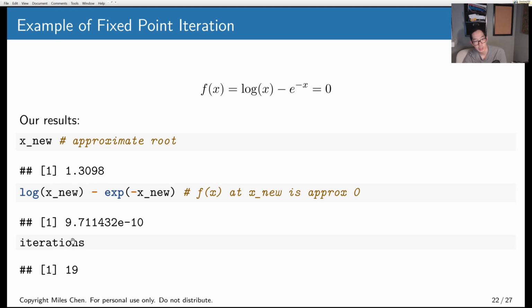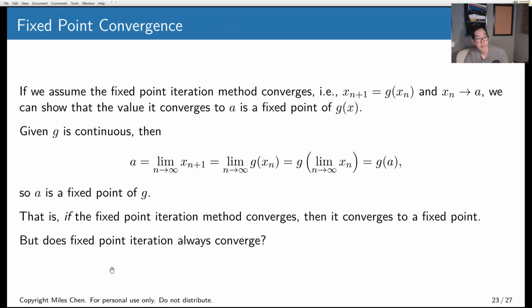How many iterations did it take to get there? It took 19 iterations. So that's fixed point iteration as a way for root finding.